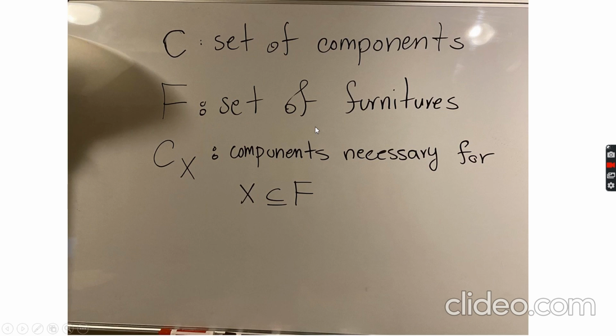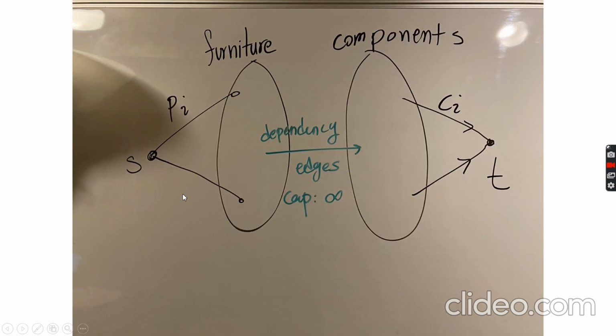A little bit of notation: we name C as the set of components that we have and F as the set of furniture, and by C of X we mean the components that you need if you want to build furnitures of X, when X is a subset of F. So basically you are going to specify some set X here, and then you will need to pay for components in C of X.